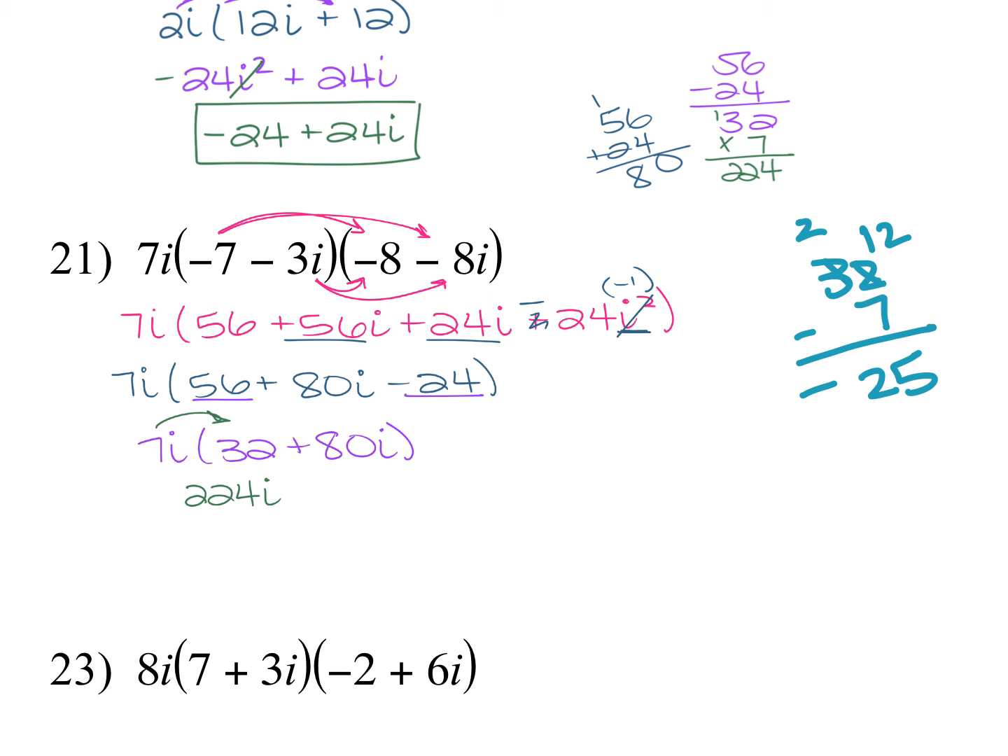Then 7i times 80i is going to be 560i squared. Once again, we have an i squared, so that becomes -1. We multiply it by the 560, and that's 224i minus 560. Now, this is not in a plus bi form, so put it in a plus bi form. So rearrange these just to be -560 plus 224i.